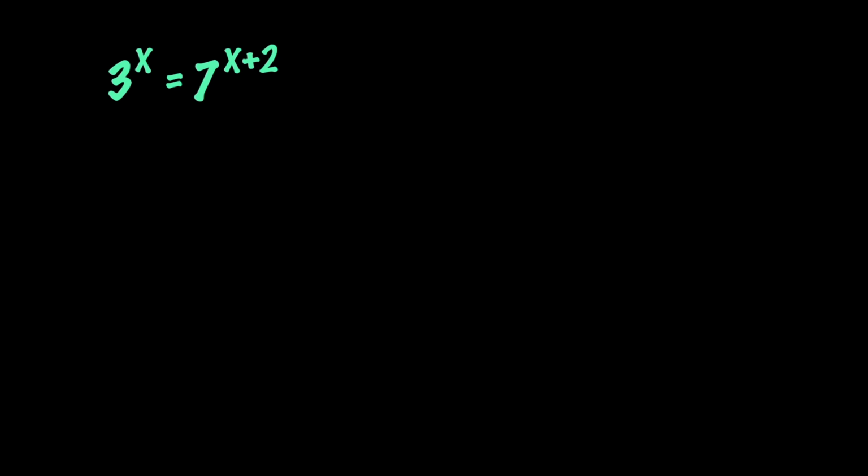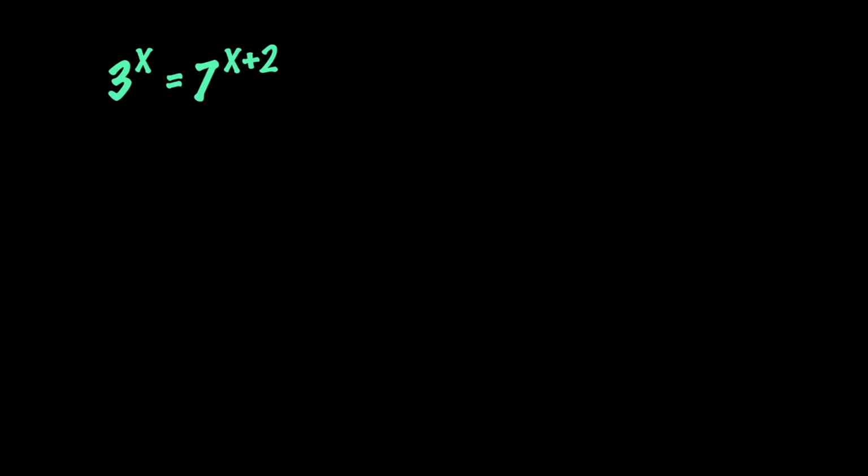Today we're going to be solving a really interesting exponential equation in two ways. So in the first method, let's go ahead and start with taking the log of both sides. So I can say that we have log of 3 to the power of x equals log of 7 to the power of x plus 2.